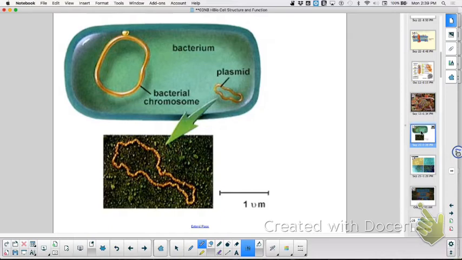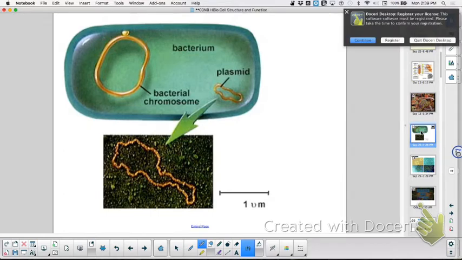This is a tutor for you to use at any time. If you would like extra help in biology, we will always have tutors here on Mondays and Tuesdays, 7th period. Student tutors that have done well in my class. Okay, so you can always work with them. Plasmids, oh, is it still recording?